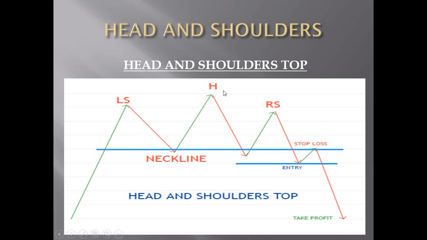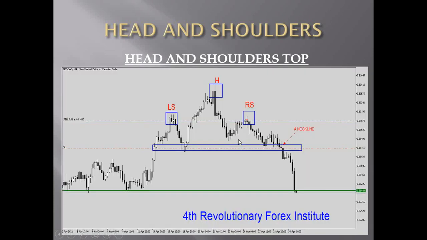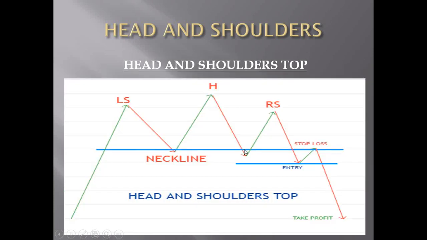It will move above the resistance of the left shoulder. So the head will be above the resistance of the left shoulder. This will be the formation of the head. The head will be completed above the resistance of the left shoulder. After the formation of the head, the market will go down again to the support level. The support level is our neckline.